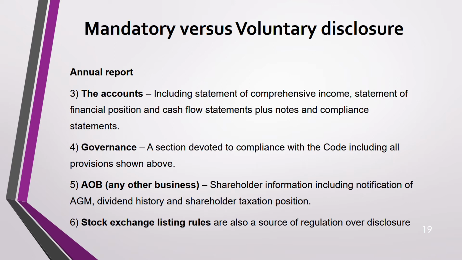Stock exchange listing rules. These are also a source of regulation over disclosure. This means that you anyway have to disclose it, whether voluntary or not. Even if it's voluntary, you have to disclose it. Why? Because it's the rule of the stock exchange listing rules, that if you disclose, your company will be listed, otherwise it will not be listed. So it's regulated in that way. Even if it's a voluntary disclosure, that is also regulated through stock exchange listing rules. You understand?